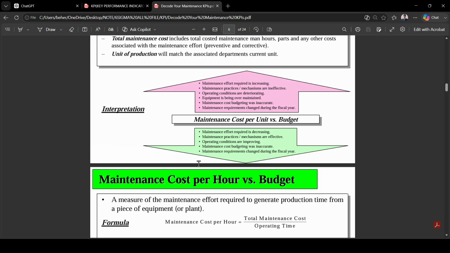Maintenance cost per unit versus budget: if the maintenance effort required is decreasing, maintenance practices or mechanisms are effective and maintenance conditions are improving. Maintenance cost budgeting was inaccurate. Maintenance requirements change during the fiscal year.